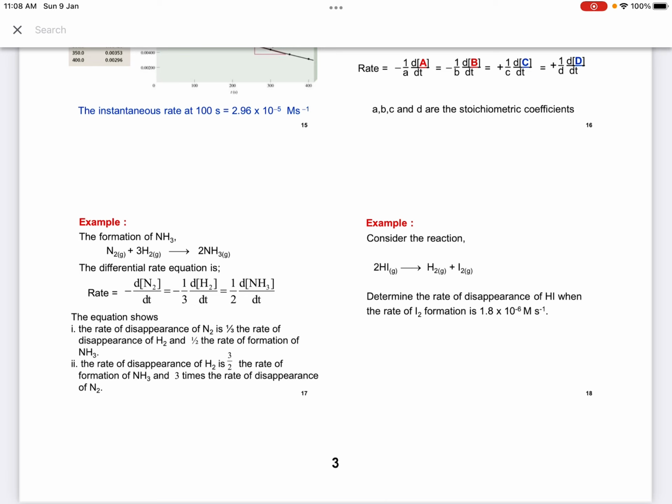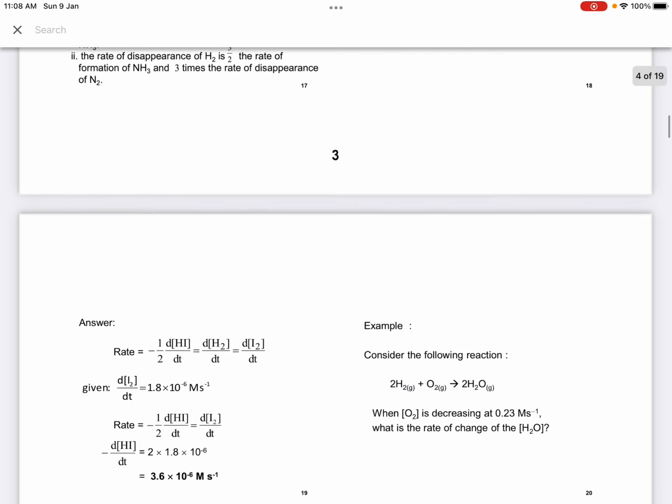So consider the reaction: determine the rate of disappearance of HI when the rate of formation of I2 is 1.8 times 10 to the power minus 6 molar per second. Okay, we shall discuss this in our tutorial class. The further calculation, maybe I can show the answer here.